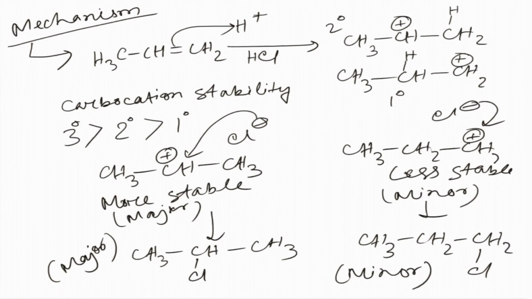Okay. So, hydrohalogenation of alkenes undergoes through a carbocation intermediate and it follows the Markovnikov rule. Okay. So, in the next lecture we will study about more reactions of alkenes.